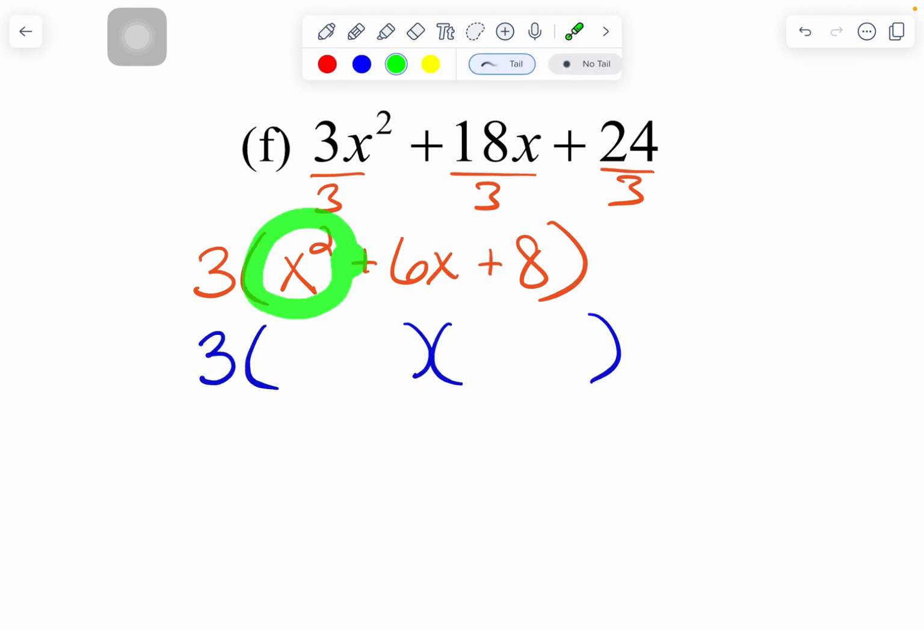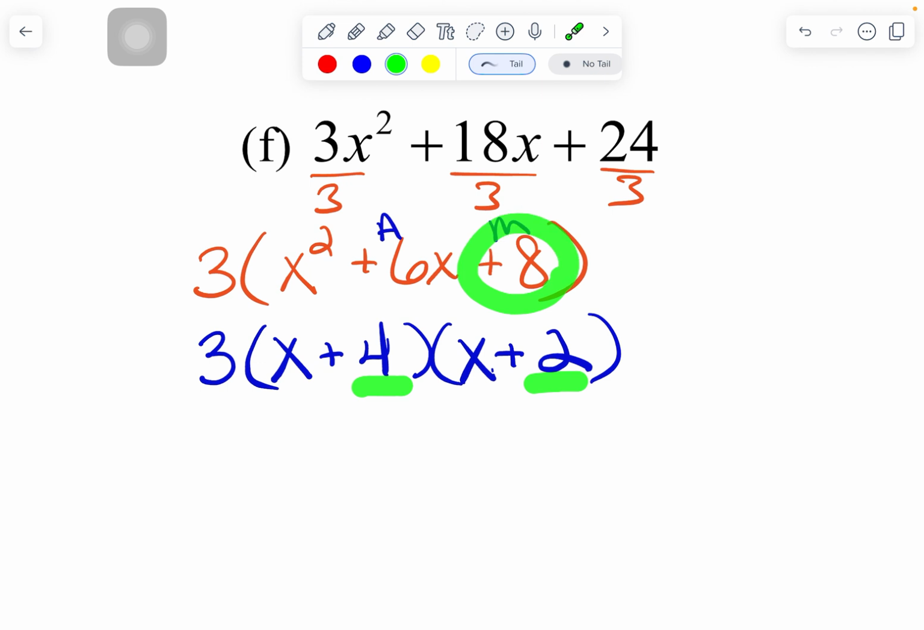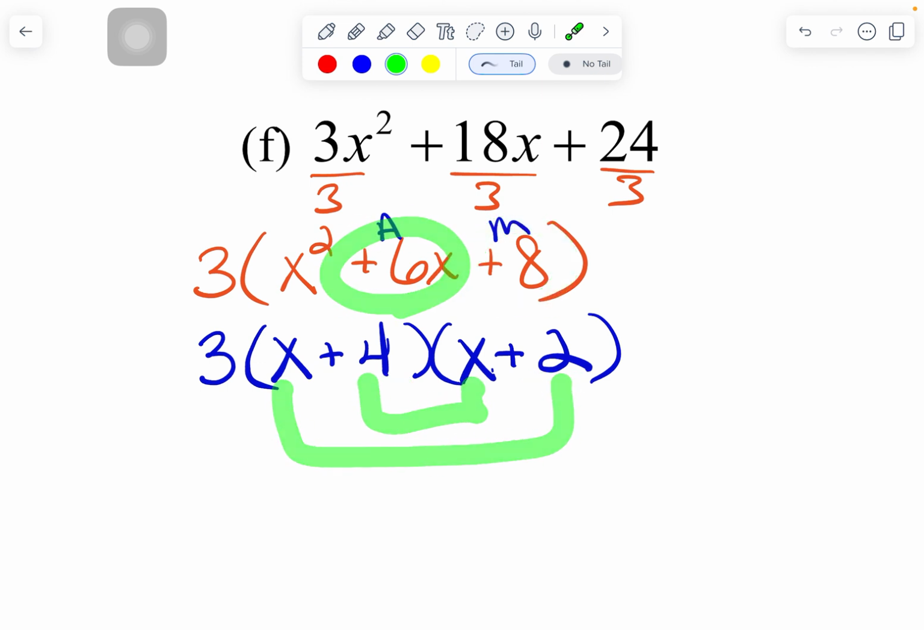Okay, so we're going to split this x squared. So here's an x and an x. And I'm asking you to think of numbers that multiply to 8 and add up to 6. Not too many options here. I'm kind of in 4 and 2. And if I do a quick check, x times x is the x squared. 4 times 2 makes 8. 4x plus 2x makes our 6x.